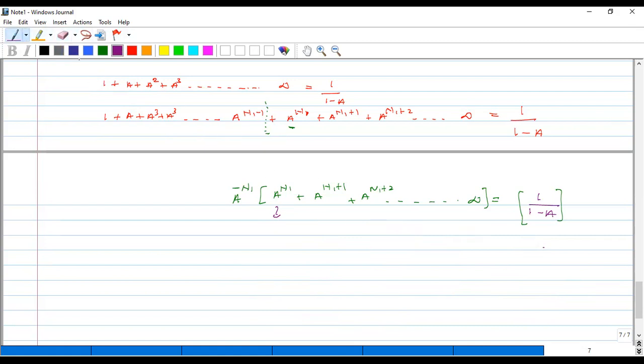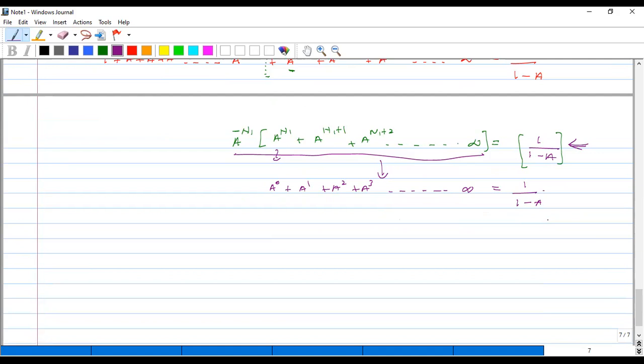So you can see that if we multiply this by a^(-n1), again you will have a^0, a^1, a^2, a^3, and so on up to infinity. So again we can write it as 1 by 1 minus a. So this also can be written as 1 by 1 minus a. Correct? I think it is clear for you.